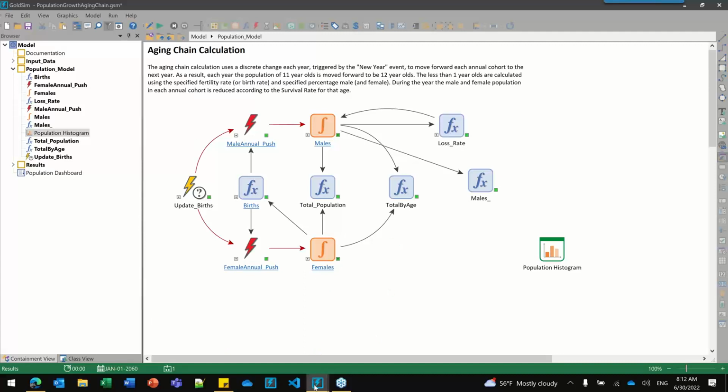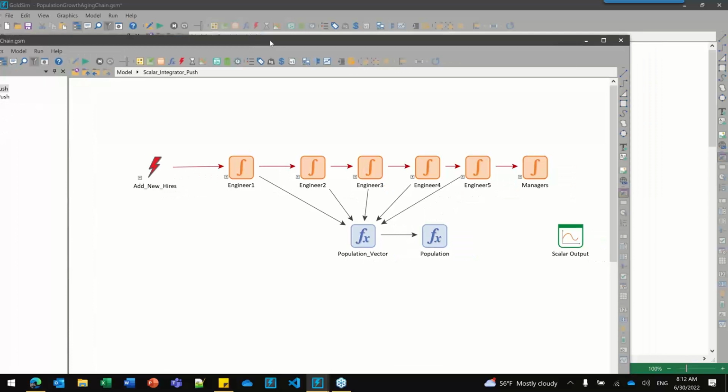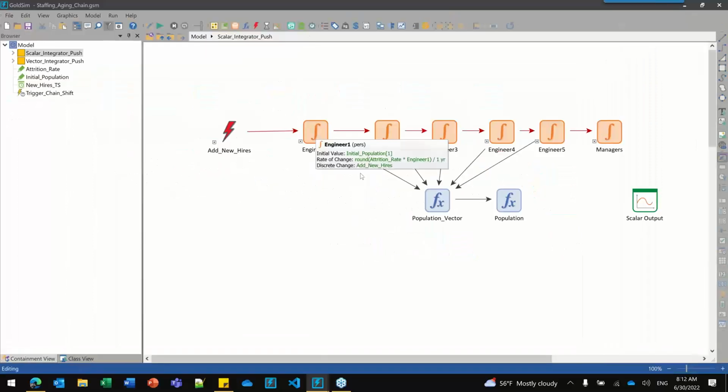Okay, so another model is one that is being used to calculate the population of employees in an organization in a very simple way. So here's a model where we assume that new hires come in to the organization at the entry level. We don't have any hires coming in at any other level besides entry level in this case.